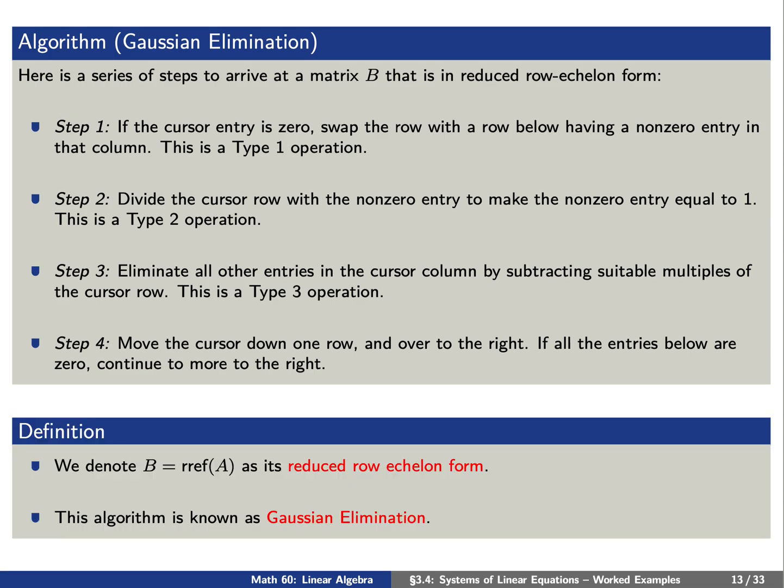We'll denote RREF as the reduced row echelon form of A once we perform these steps. This algorithm is known as Gaussian elimination.